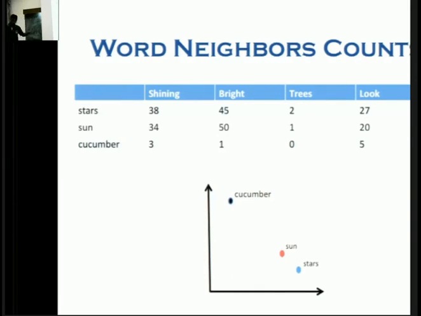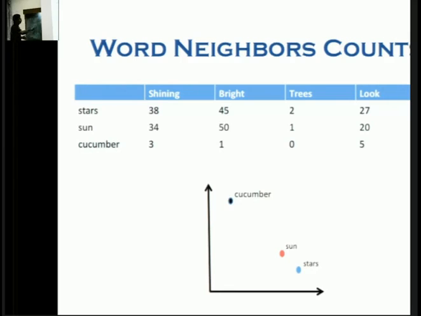So if I do this, I can easily see that sun and shining are likely to co-occur, right? No? Sun doesn't shine? Okay. So looking at the star, looking at the sun, but I will never say cucumber is shining, or cucumber is bright, or something. I will never say that. So if we capture these numbers, and suppose I have only two dimensions, if I plot them, sun and stars will come closer compared to cucumber, right? So this is the way to capture the notion given in the quote.